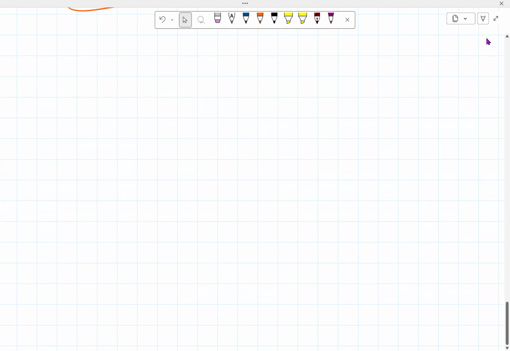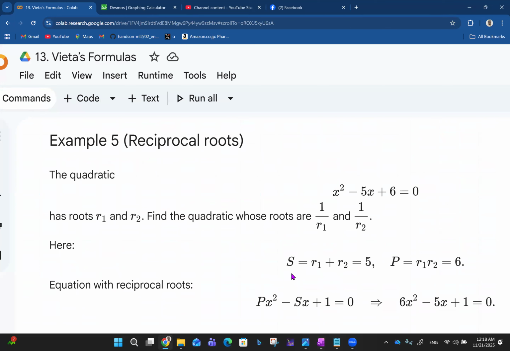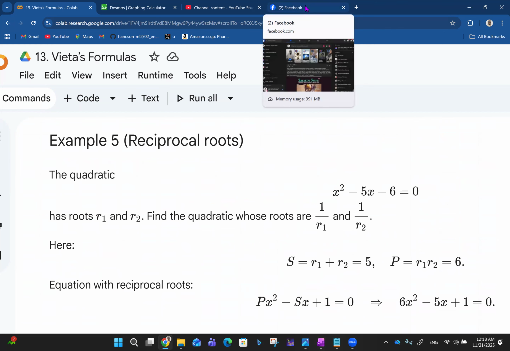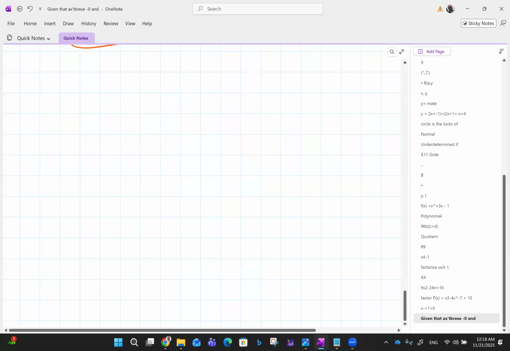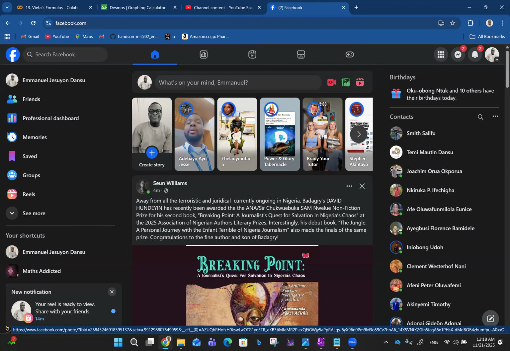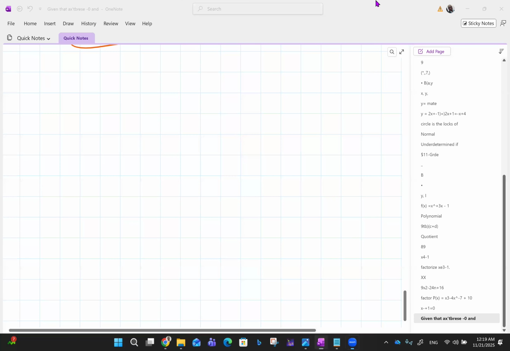So do I remember that now? x squared minus 5x plus 6, is that? Yeah, minus 5x. And the roots are r1 and r2. Okay. All right. Where am I? Okay. r1 and r2, right? r1 and r2. Okay.